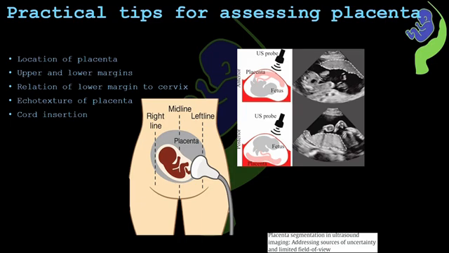Next step would be to assess the retroplacental space. When in doubt, we can also apply color Doppler to confirm the normal vascularity in this space. Finally, don't forget to see the umbilical cord insertion site. We will discuss the normal and abnormal variants in cord insertion in the later slides.